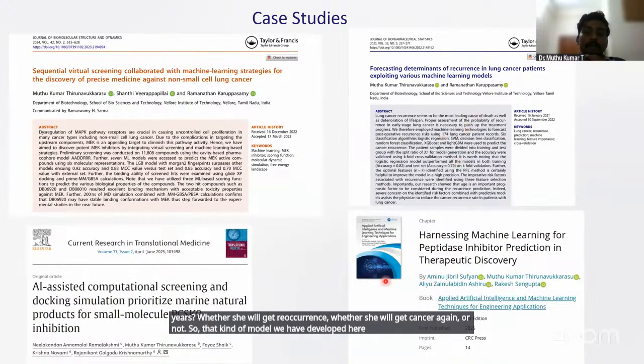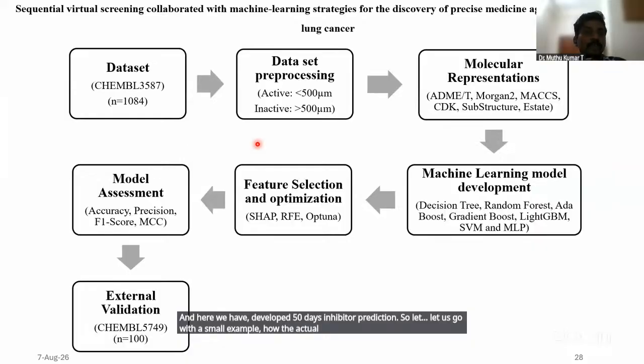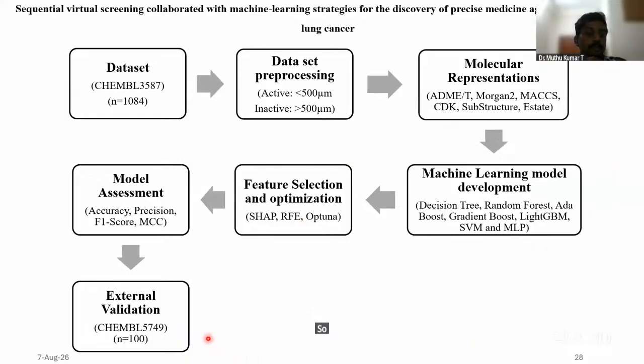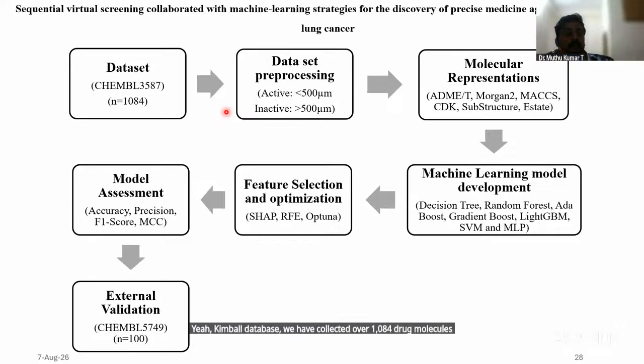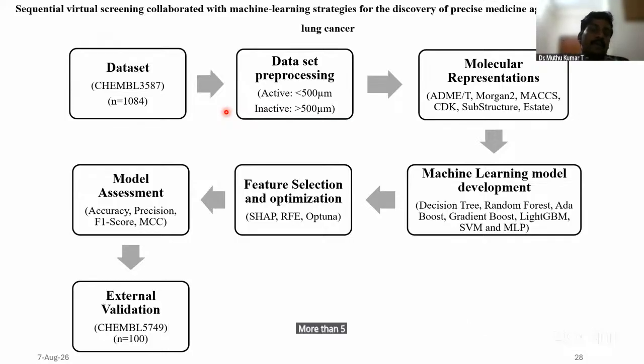And here we have developed a peptidase inhibitor prediction. Let us go through a small example of how the actual workflow works. Initially we collected the data from the ChEMBL database. We collected over 1084 drug molecules. These compounds we categorized into active and inactive. Whatever compounds have more than 500 micromolar we considered as inactive, and the rest we categorized as active.